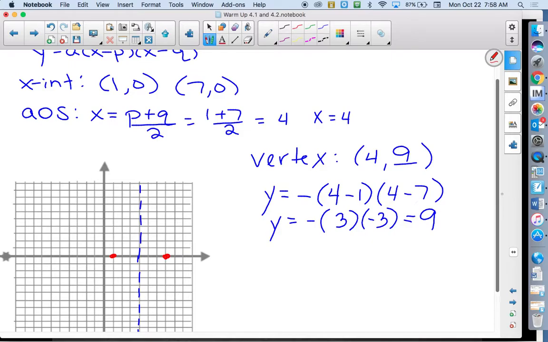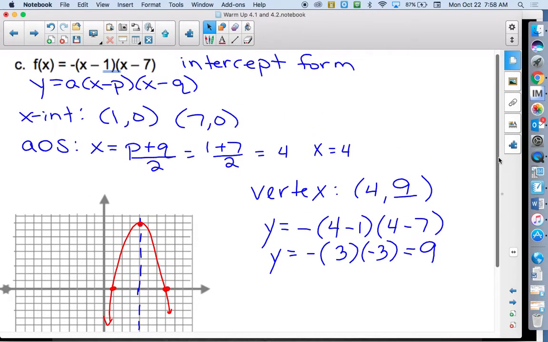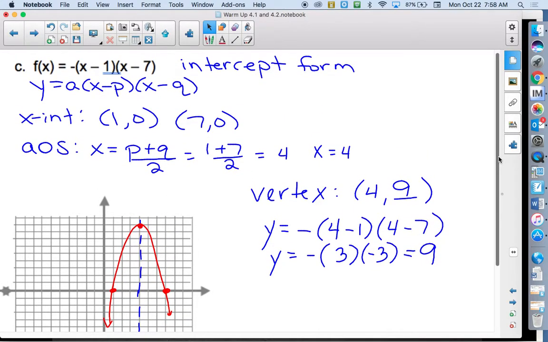So symmetry means things should be symmetrical. So those 2 points need to be in the middle of our line. And then up on that line, up at 9, so graph goes down because there was a negative in front of the original problem. That a value is negative 1. Questions?